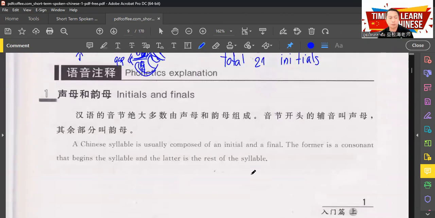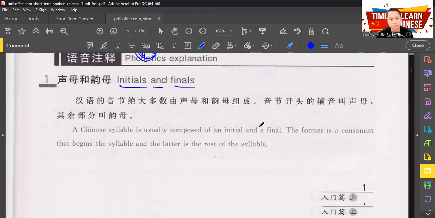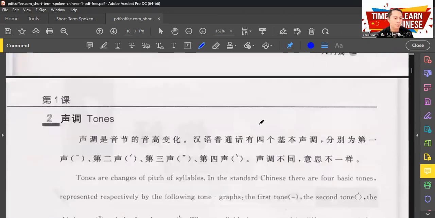This is the conclusion: initial and final. We already accent on both. And the second one is tones. There are 4 tones in Chinese.